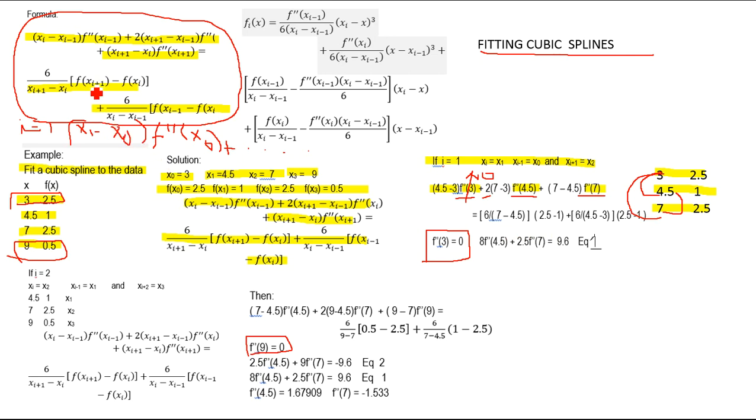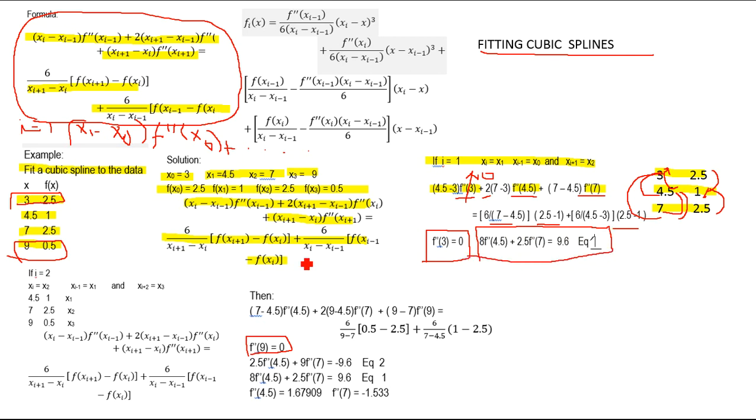Look at nasa right side. Parehong y over x. So, may 6 lang. Start with 2.5 minus 1, and then 7 minus 4.5. Tapos, susunod is 2.5 minus 1. Medyo baliktad nga lang dito. At saka 4.5 minus 3. Ito lang yung nabago yung direction. And then compute, and set f double prime 3 to 0. You will get the first equation there.